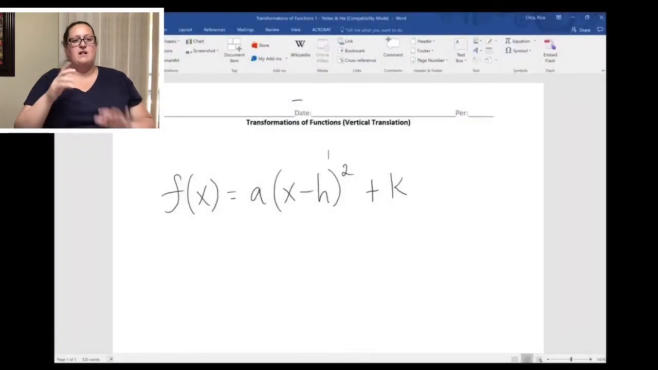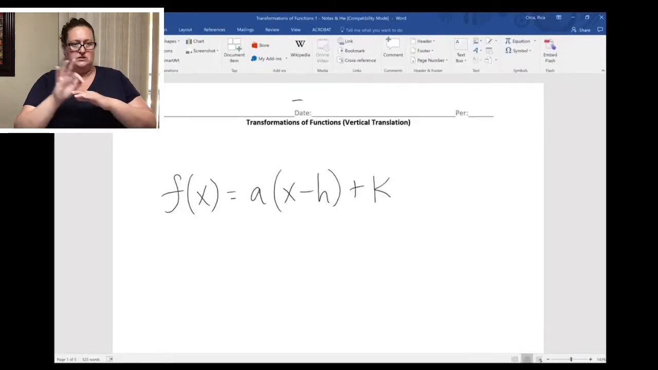Welcome back, class. Today we are looking at transformations of functions. In this lesson, we're going to be graphing a linear function, absolute value, cubic, cube root, square root, and quadratic. So we're going to be using this format to help us graph.